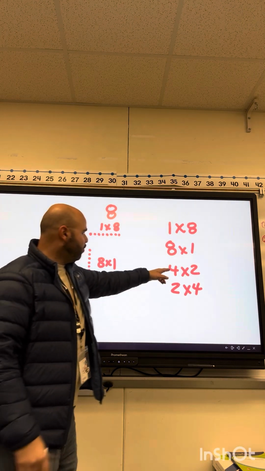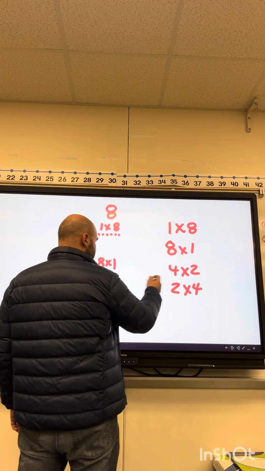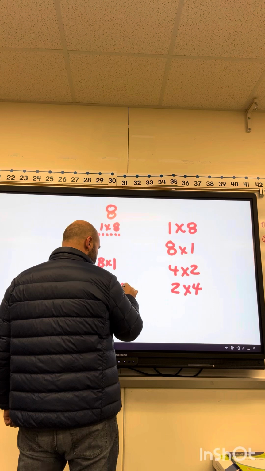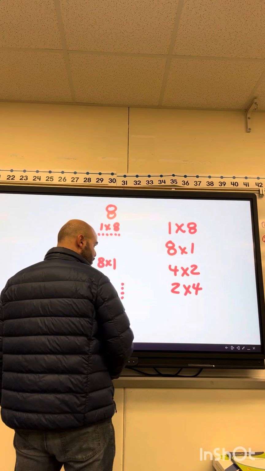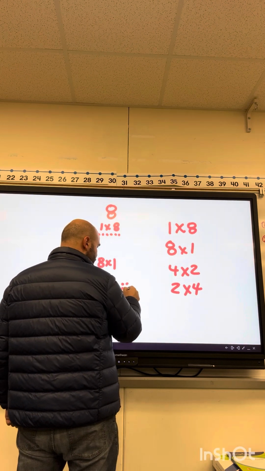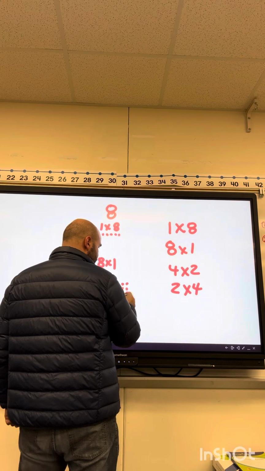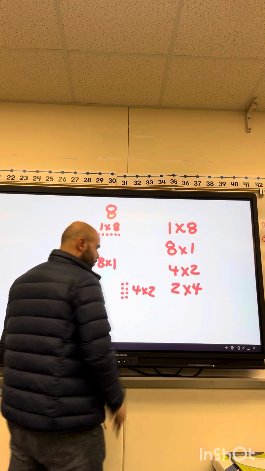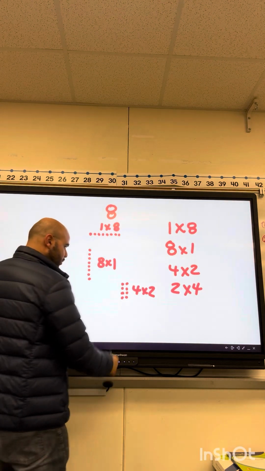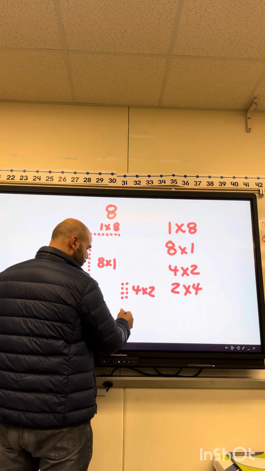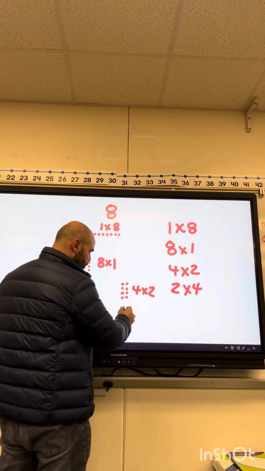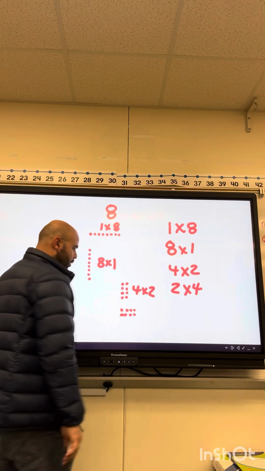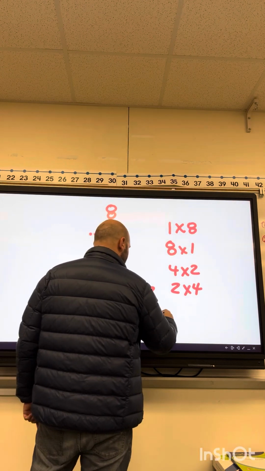Now, let's grid out 4 times 2. So again, you have 4 rows. 1, 2, 3, 4, right? With 2 in each. Okay? This is 4 times 2. Now let's do it backwards. You have 2 rows with 4 in each. 1, 2, 3. Okay? This is 2 times 4.